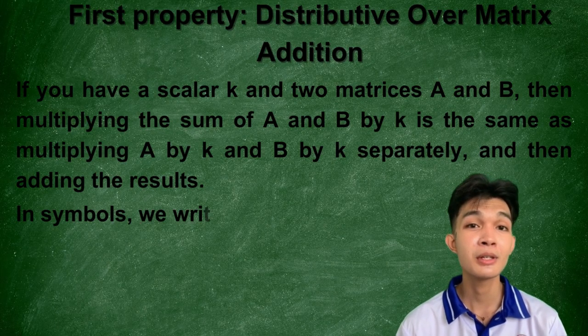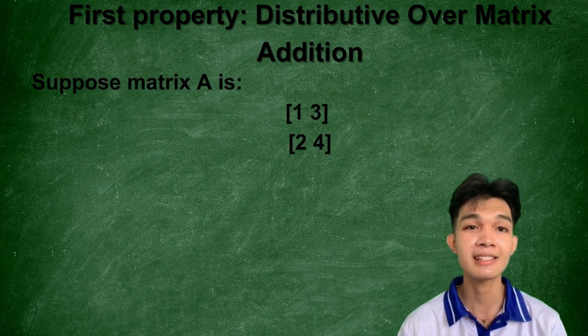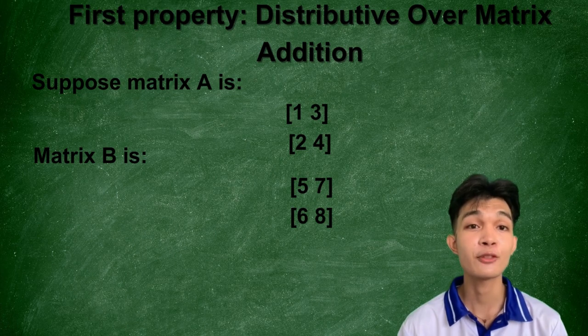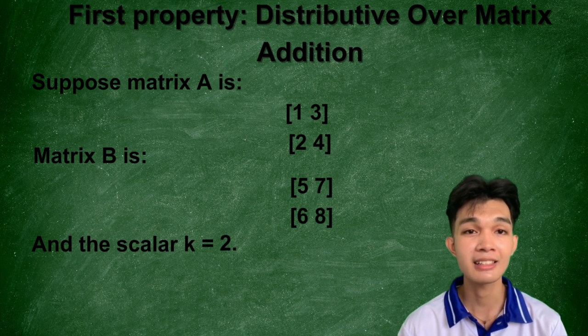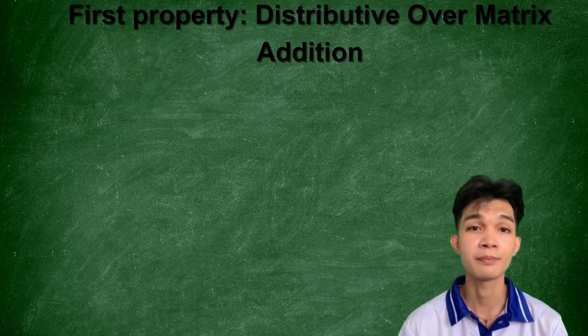In symbols, we write this as k times the quantity A plus B equals the quantity kA plus kB. Let's go through an example. Suppose matrix A is 1 and 2 on the first column and 3 and 4 on the second column, while matrix B is 5 and 6 on the first column and 7 and 8 on the second column. And let's consider the scalar k is equal to 2.